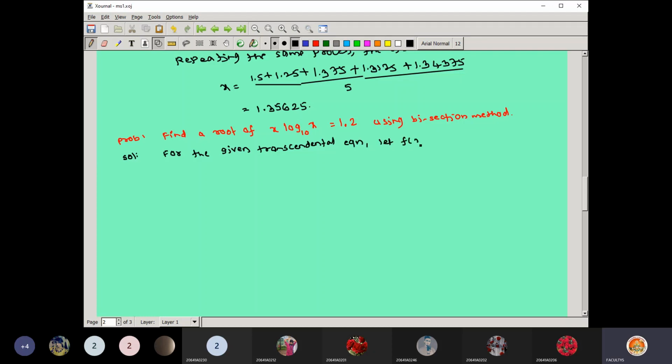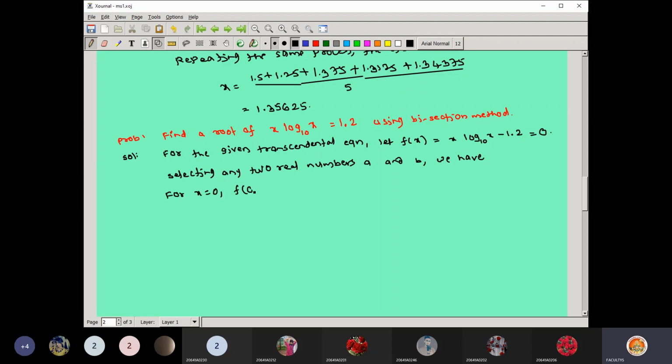let me suppose f of x is equal to your given expression, x log x with base 10, minus 1.2 taken to the left side, equal to 0. So this is your given transcendental equation. For this equation again you are selecting any two real numbers, same procedure, A and B. So whenever you want to select the real numbers, better you start with x equal to 0.